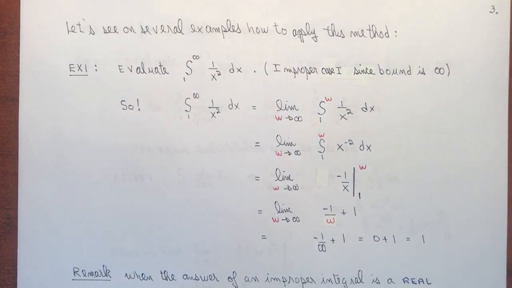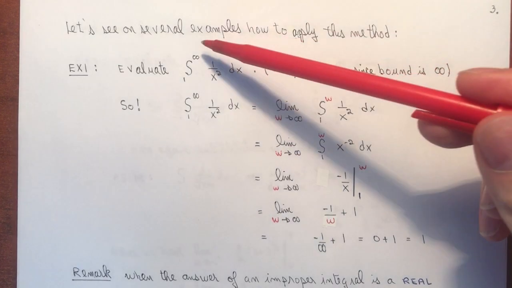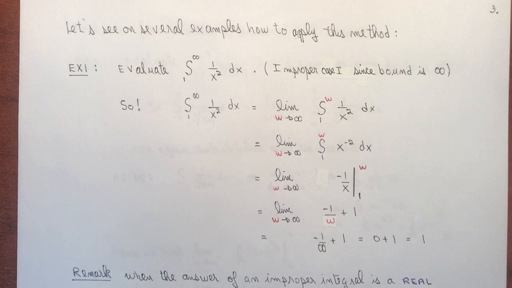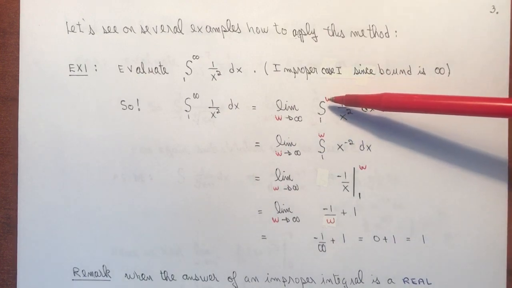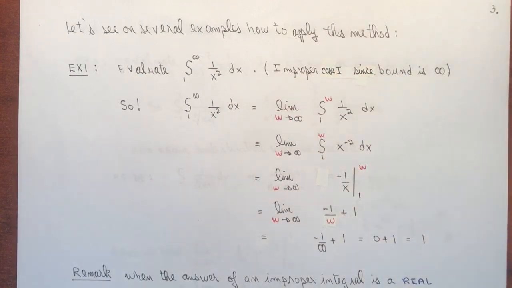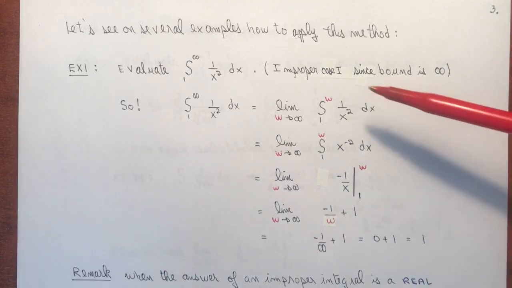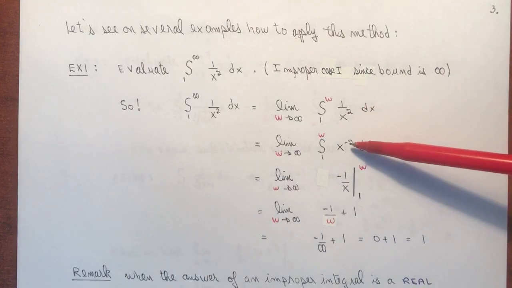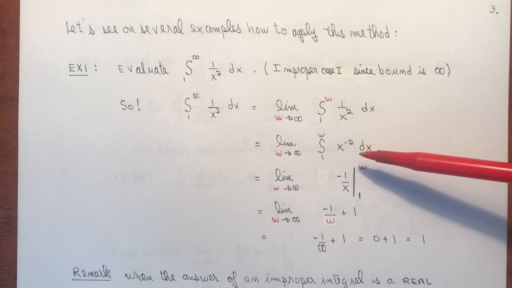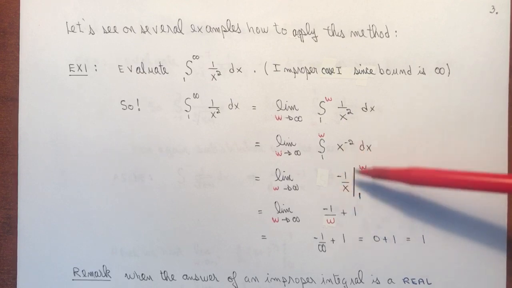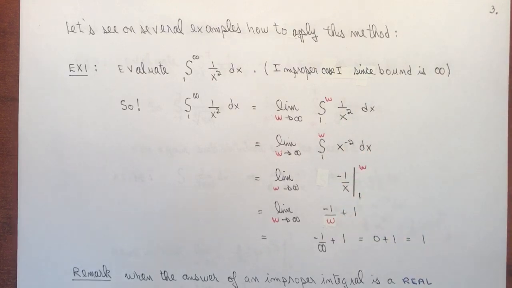Example 1, the integral from 1 to infinity of 1 over x squared dx. Clearly a case 1, because the upper bound is infinity. So we replace infinity with w, and we take a limit as w goes to infinity. The integral of 1 over x squared is easy. It's x to the minus 2, which is x to the minus 2 plus 1 over minus 2 plus 1. Simplify, you get minus 1 over x.